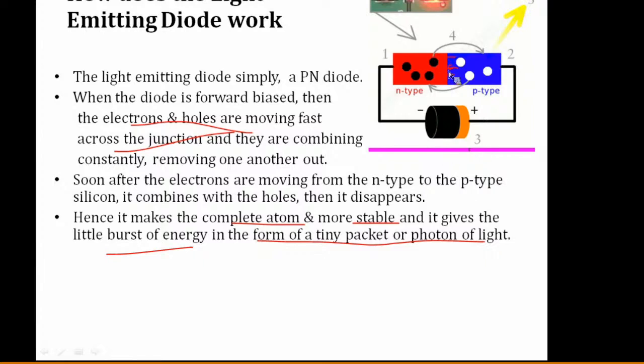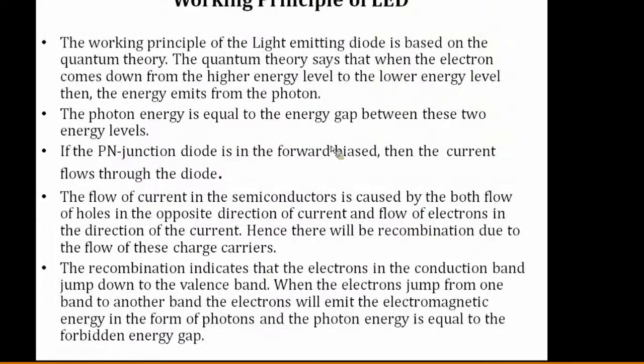Now, whenever an electron is recombined with the hole, immediately the electron will disappear. Now it will make a stronger atom. It is a complete atom and a stable atom. Now, during this process, it will give us a small little burst of energy in the form of tiny packets. That is in the form of your photon of light. That is how it is emitting the light. This is the basic working operation of your light emitting diode.